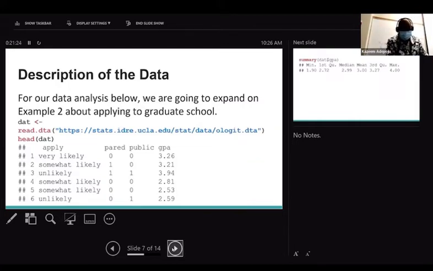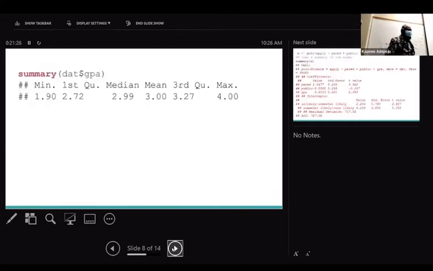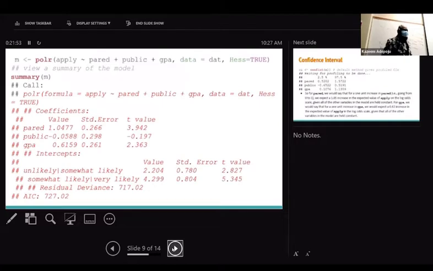I want to do some exploratory data analysis on this, just to be able to understand my data set. On GPA, I want to see what the minimum GPA of the students is, what the maximum is, what the median is, what the mean is, and so on. This is necessary. It's descriptive statistics.